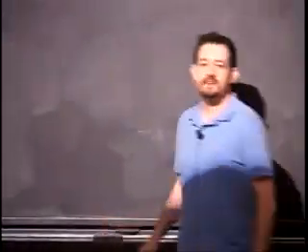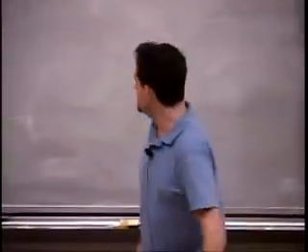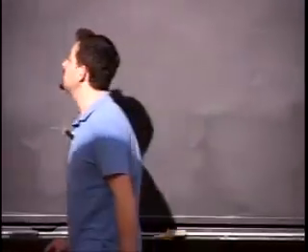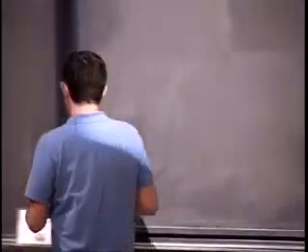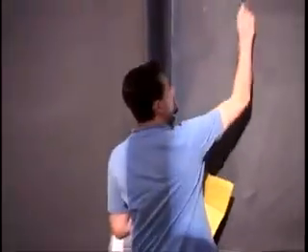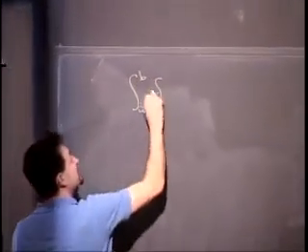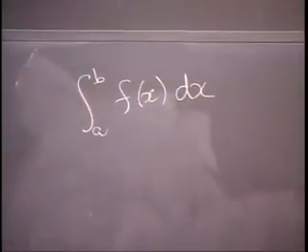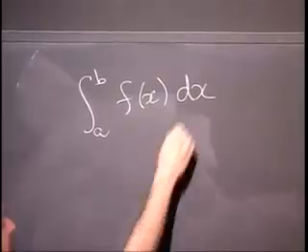without using Riemann sums in the latter case. So, I'm going to pick up where I left off last time. In fact, I'm even going to rewind a little bit, and just remind you what we were looking at. So, we've been studying objects like this, the integral of f of x with respect to x from a to b.